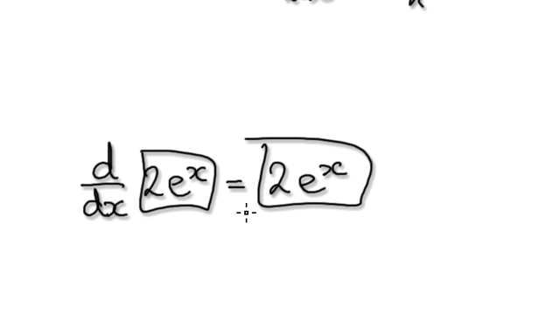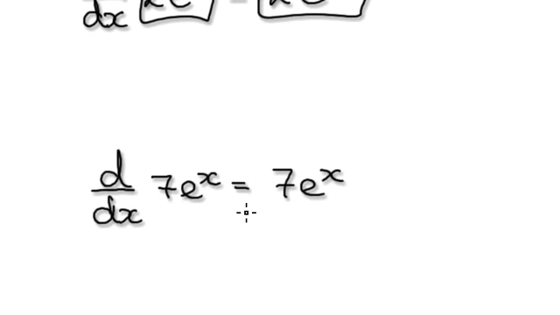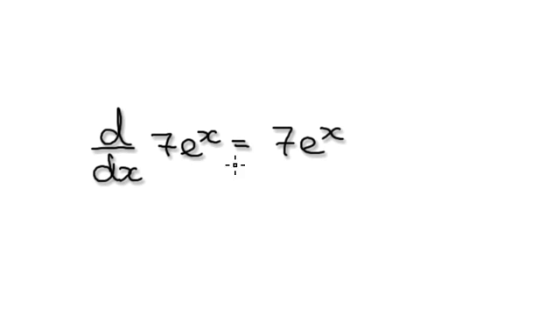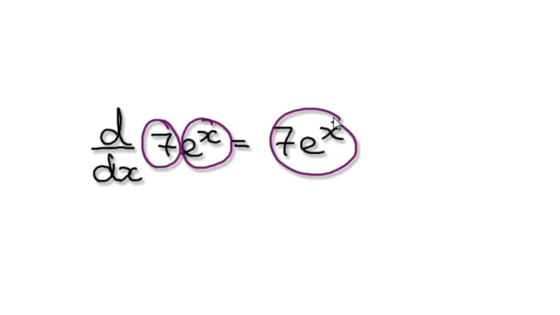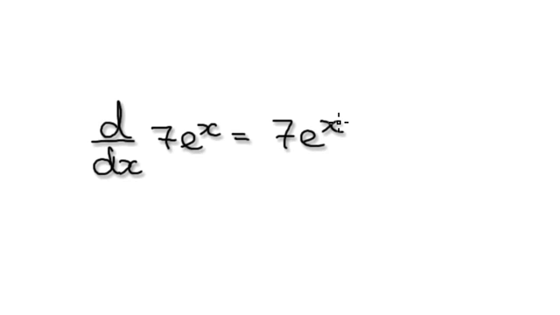And if, let's say, you want to differentiate this here, even though there's a 7 in front of the e to the power of x, it will become this. Okay, so bear that in mind.